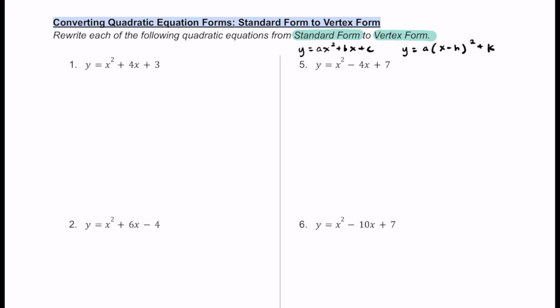Keep in mind that when we're converting from standard form to vertex form, we need to know how to complete the square. If you need a little refresher on that, please check out one of my other videos where I go over that in more detail. Otherwise, let's just go ahead and jump into number 1 and practice doing these together.